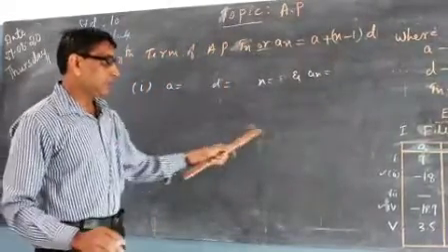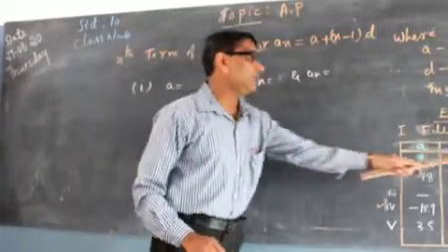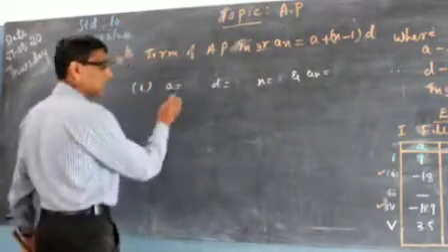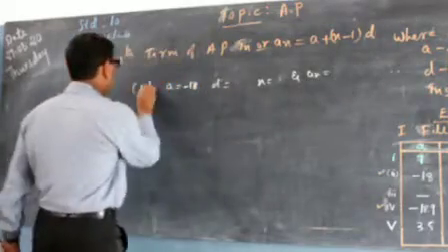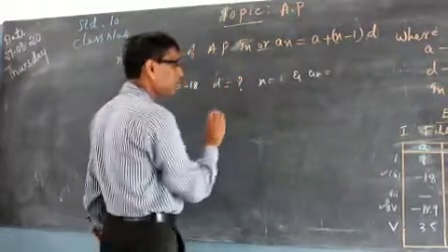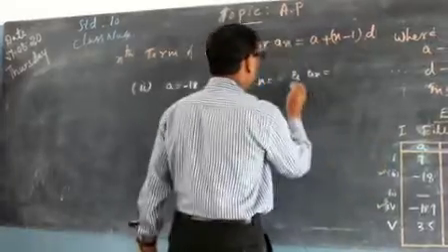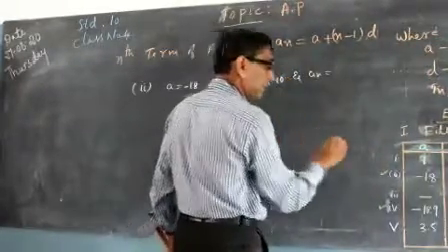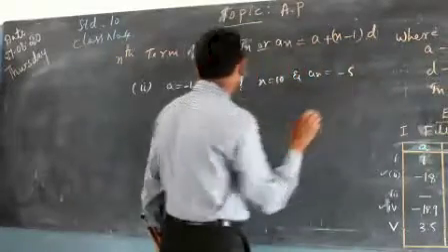Below the table, write the table first, and below the table do the steps and write those values into the blank. See the first one, a is equal to minus 18. Then I am doing the second one. Next, d is question mark, that is blank. Next, n is equal to 10, and an is equal to minus 5. I am doing the second one.